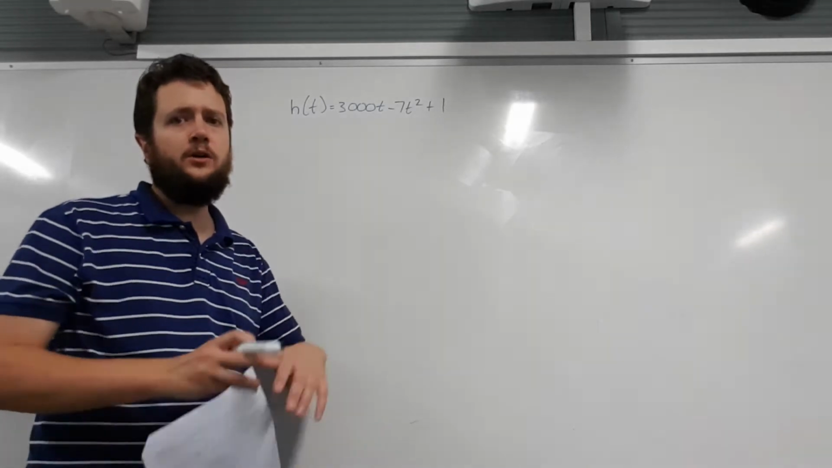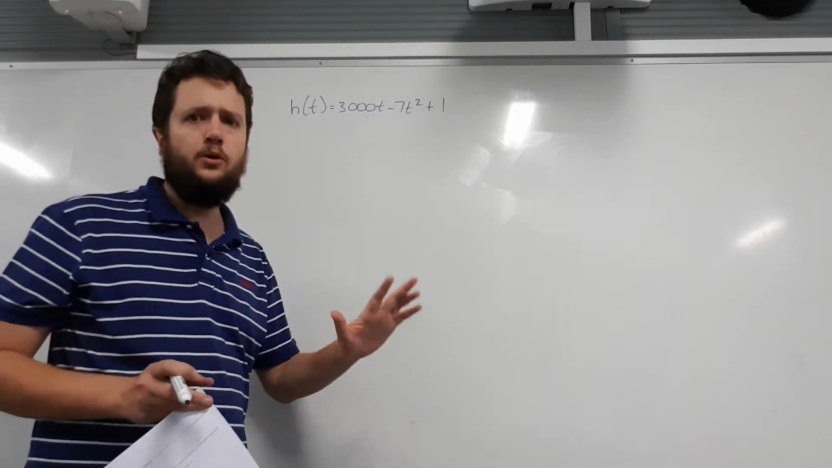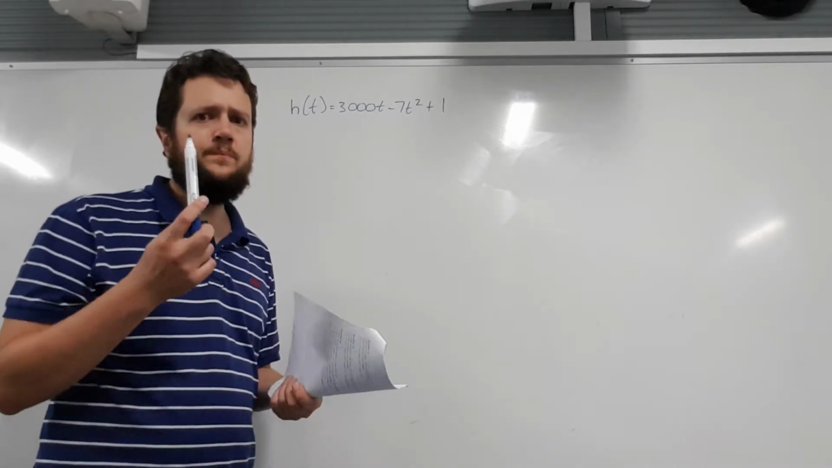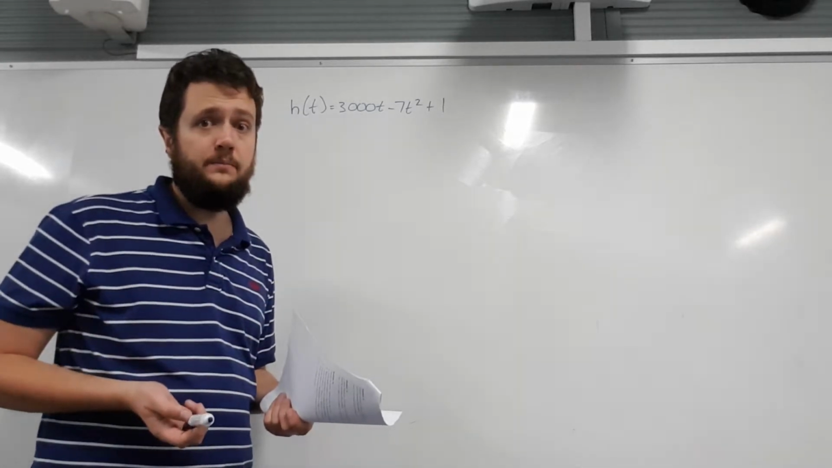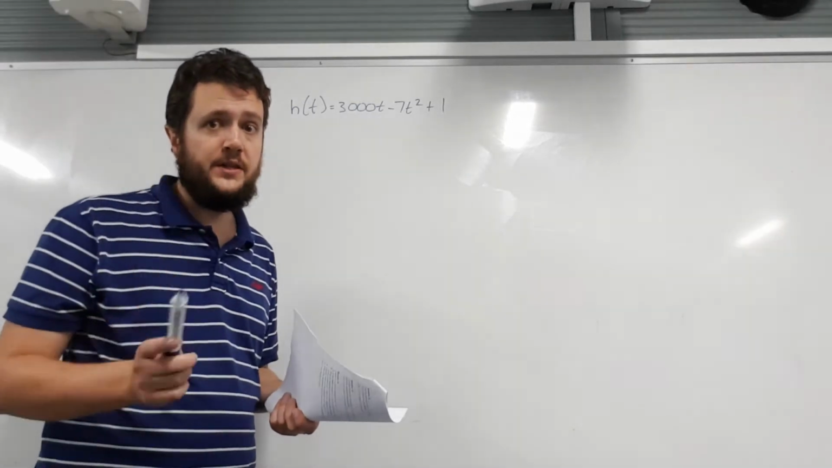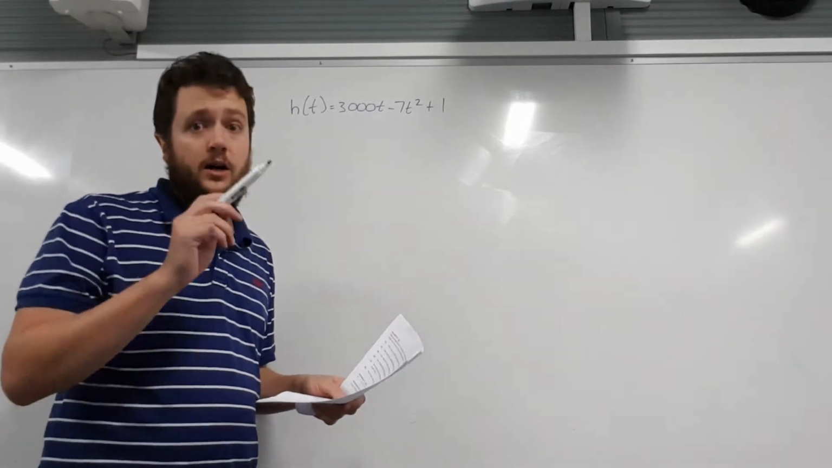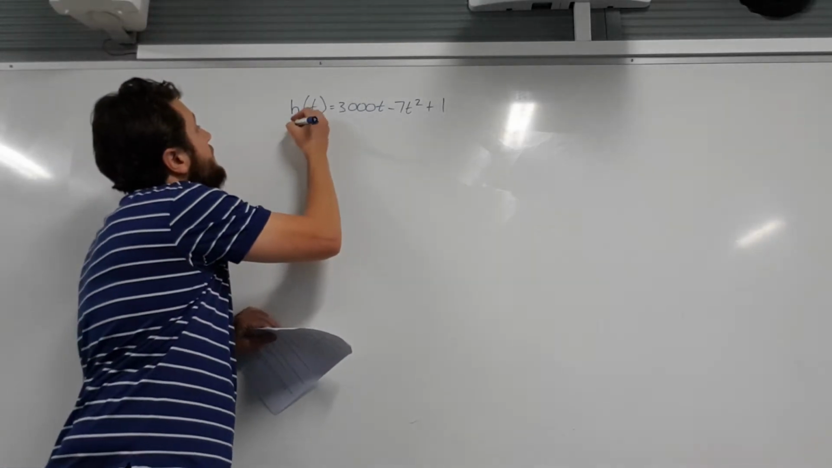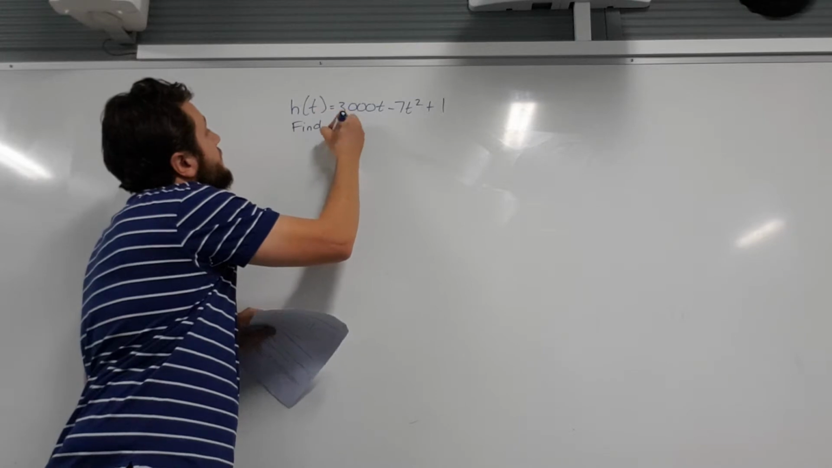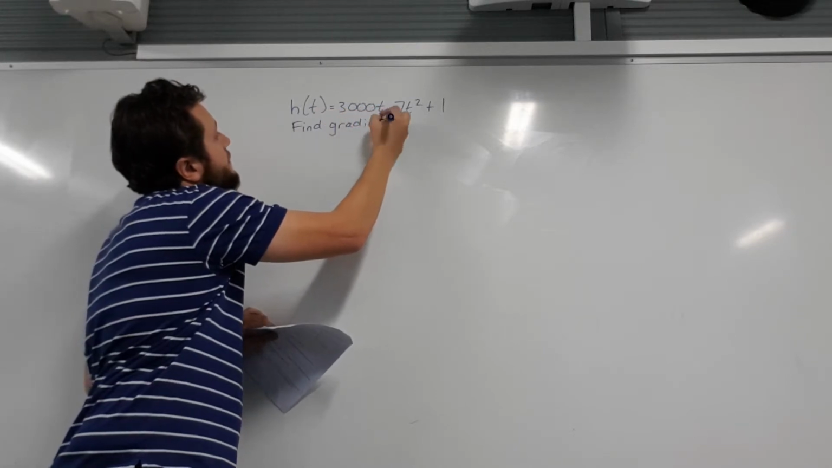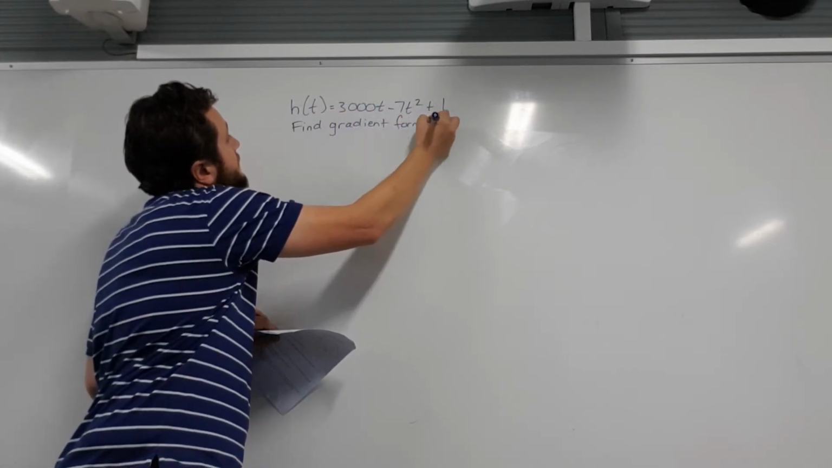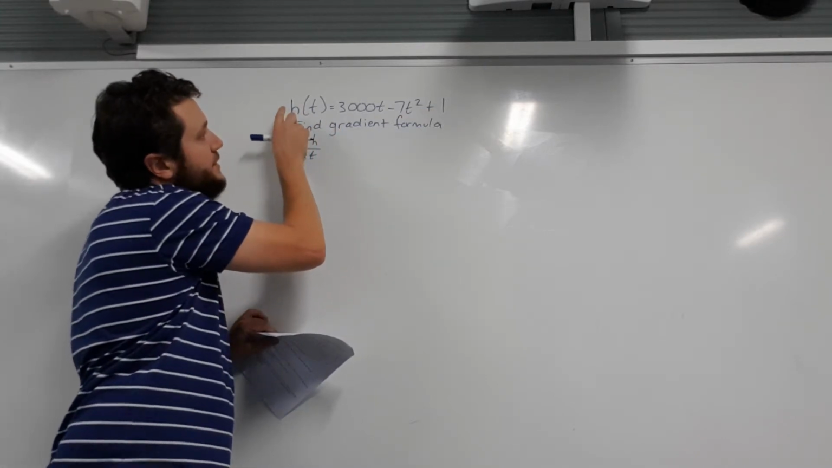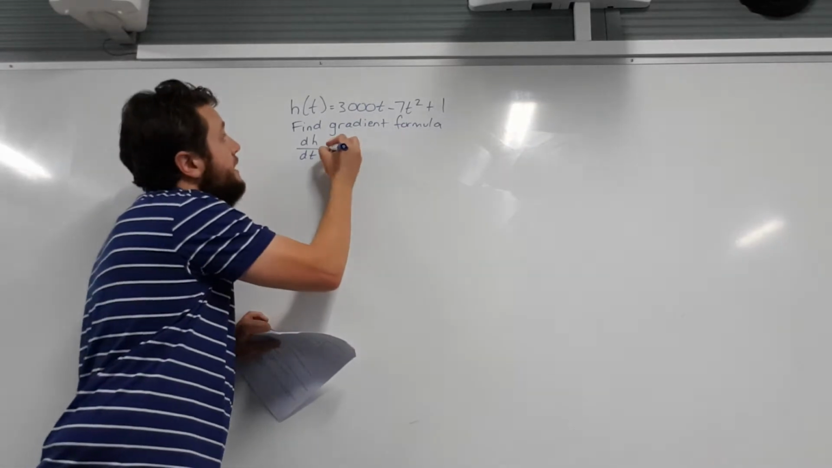So this feeds into a whole area called optimization that you'll do more of next year. But for now, the important thing is when you're thinking about minimums, maximums in particular, it's when the gradient is equal to 0. So I'm going to be following that process for this question. So I find the gradient formula. I'll call it dH dt instead of dy dx because there's an h and a t there.